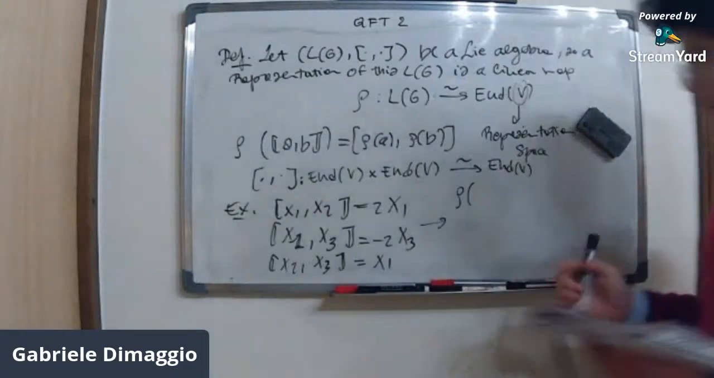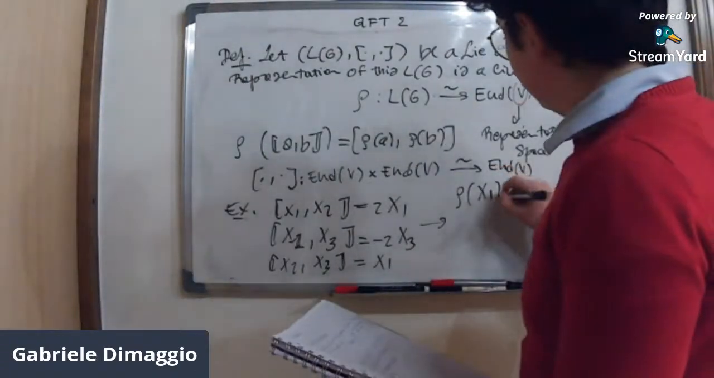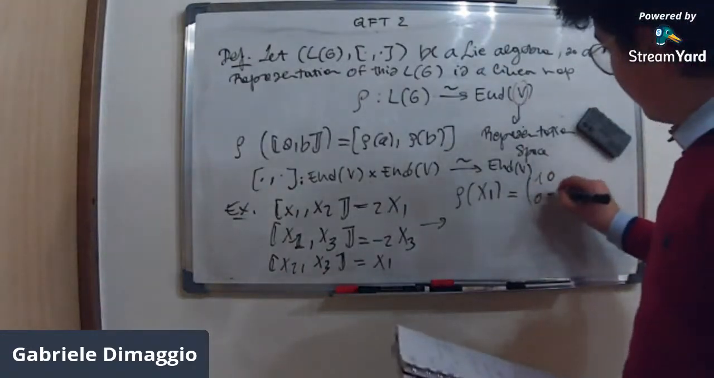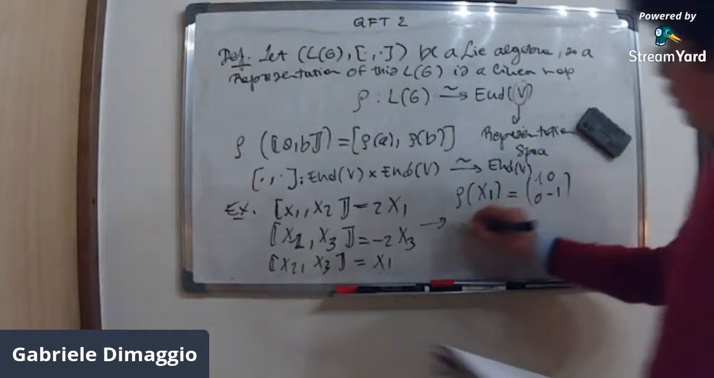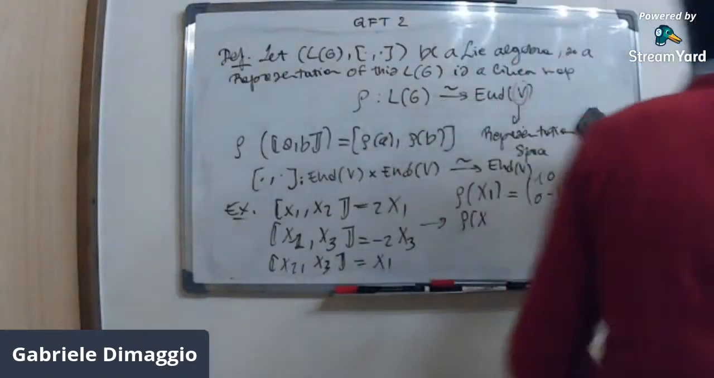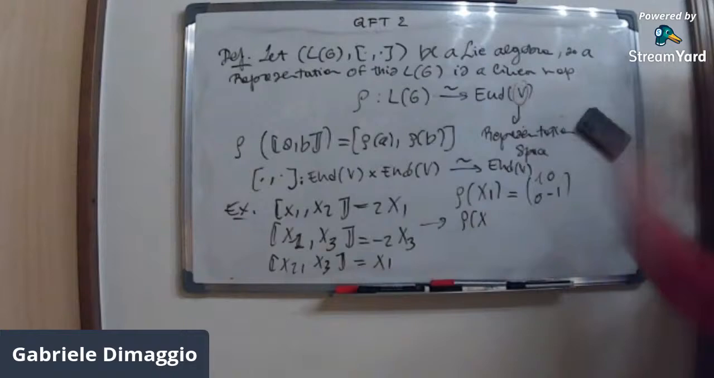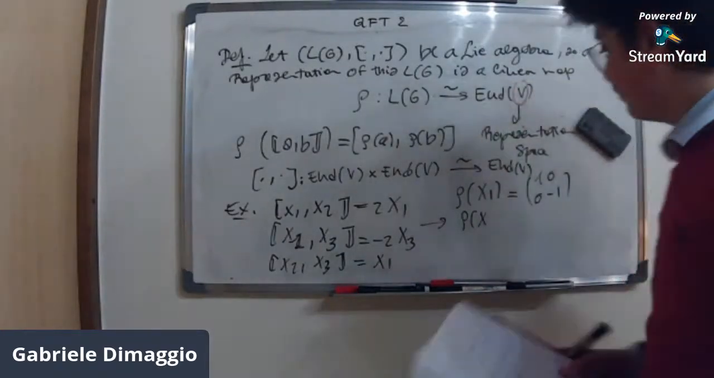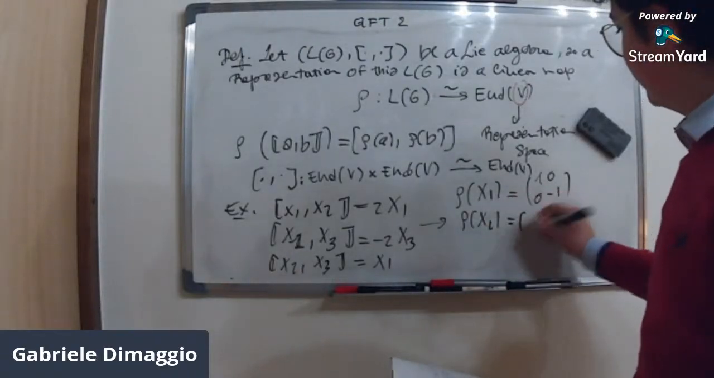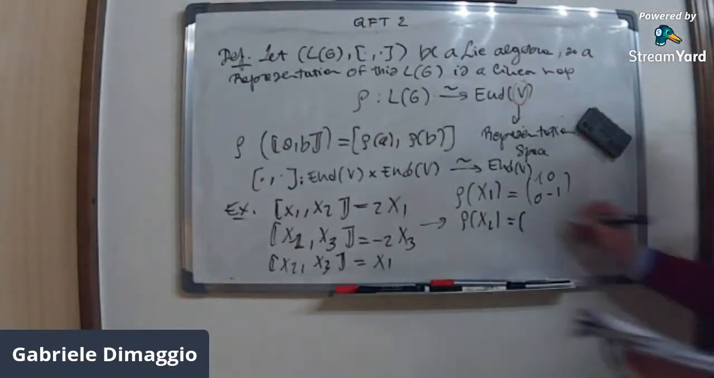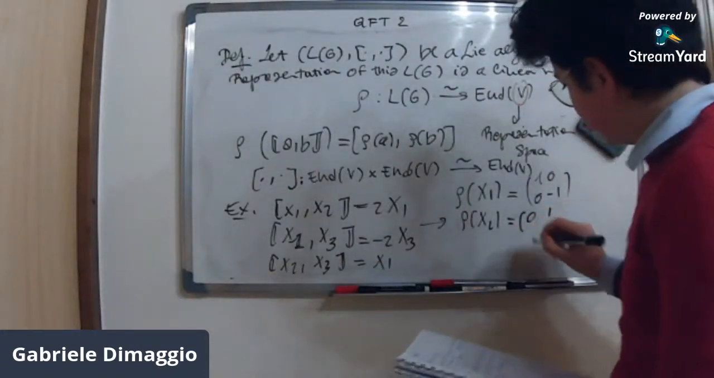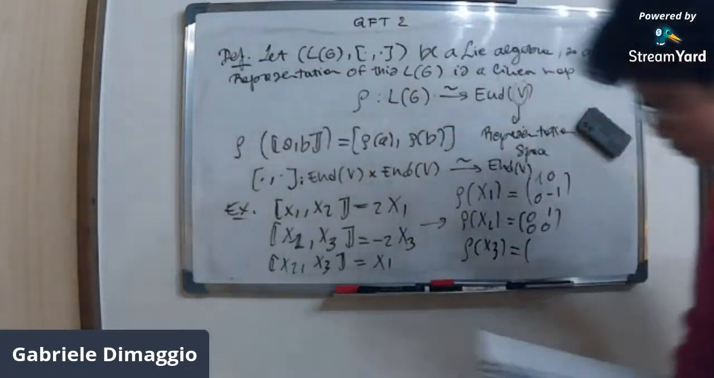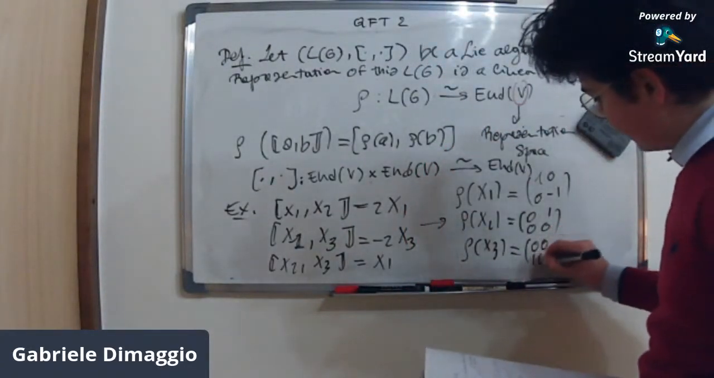rho of x1, for example, is what? Rho of x1 is (1, 0; 0, minus 1). So this is a particular one. This isn't the unique representation of my Lie algebra. This is an example, but I can have more representations. Rho x2, for example, I can have (0, 1; 0, 0), and rho x3 is equal to (0, 0; 1, 0).